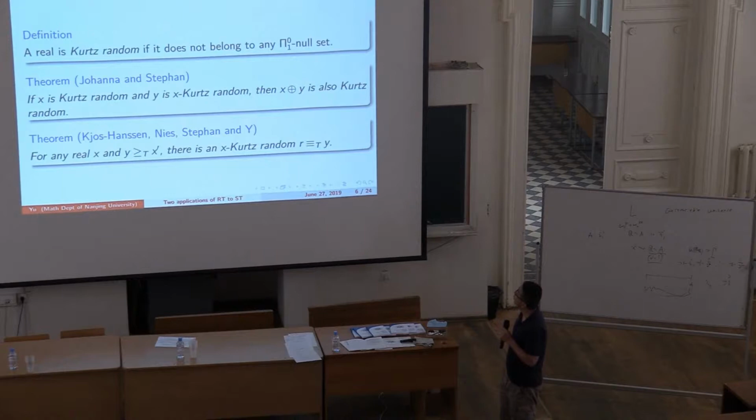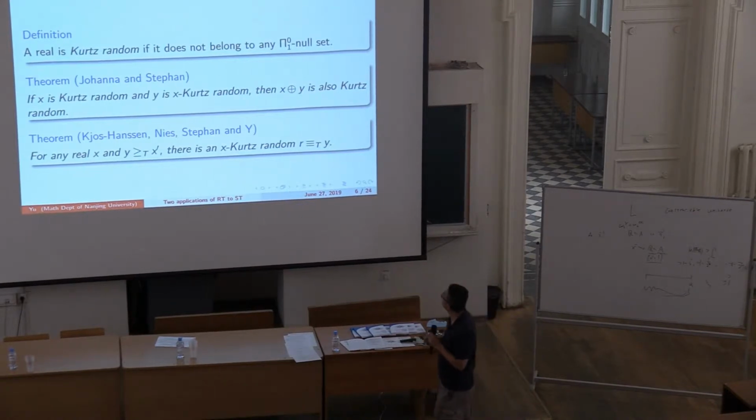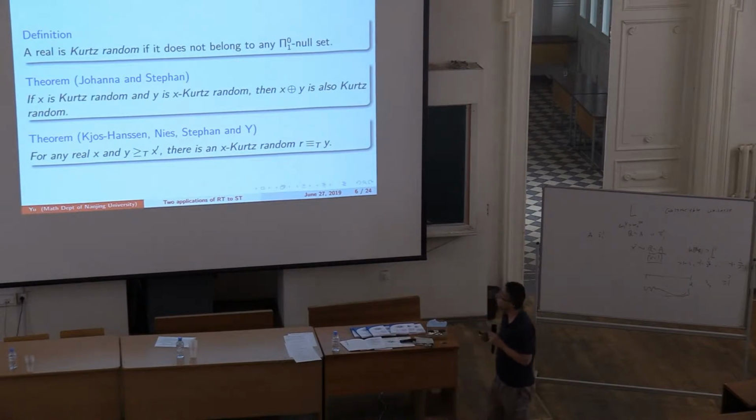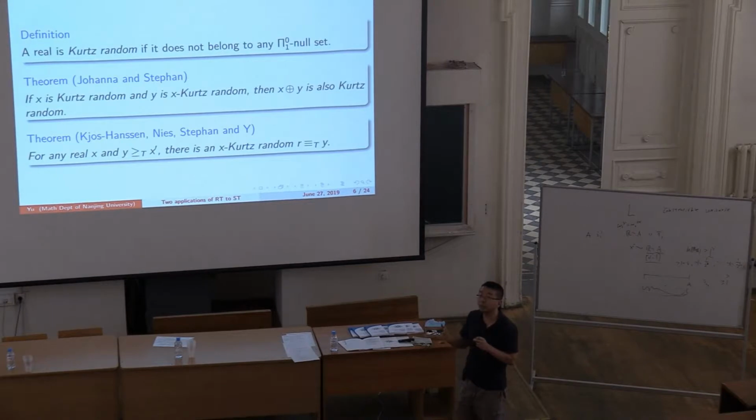And Joanna and Stefan proved a result. They observed this result, called the Wagner-Barger theorem. It is similar to a product forcing theorem. If X is Kurtz random and Y is X-Kurtz random, then the join of X ⊕ Y is also Kurtz random. But the reverse is not true. And we have this result.